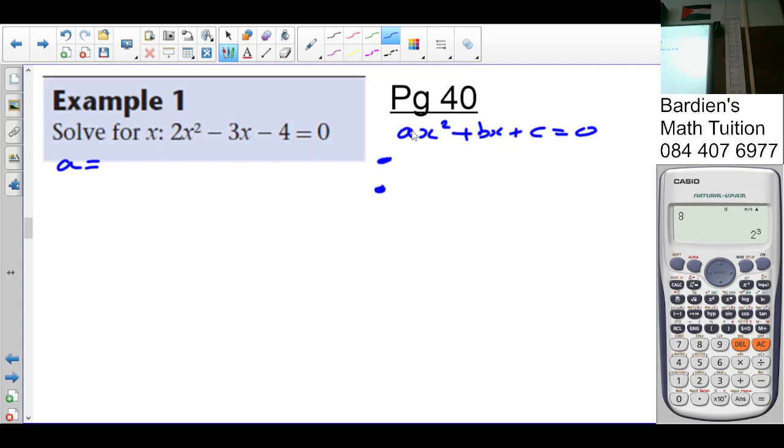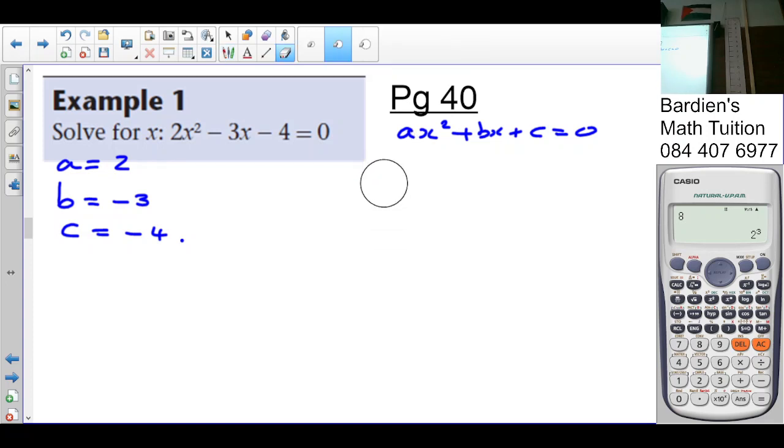So again, the coefficient of x squared is a, the coefficient of x is b, and the constant term is c. So what is your coefficient of x squared here? The number in front of x squared. So your a value is 2. What is our b value here? Negative 3. What's your c value? Negative 4. Okay. What is the formula?